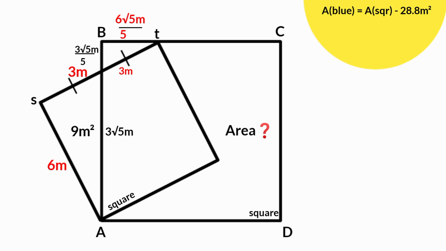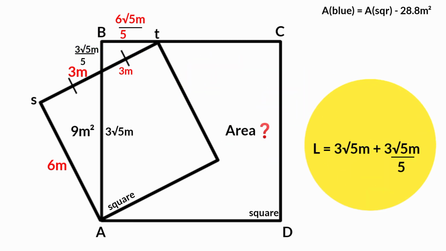Now what is the area of the square? The length of one of its sides is the sum of this and this. That is 3 root 5 meters over 5 plus 3 root 5 meters. If we simplify this into one fraction, it will be 3 root 5 meters plus 3 root 5 meters times 5 all over 5. 3 root 5 meters times 5 is 15 root 5 meters. And 3 root 5 meters plus 15 root 5 meters is 18 root 5 meters. So the length of the side of the square is 18 root 5 meters over 5.